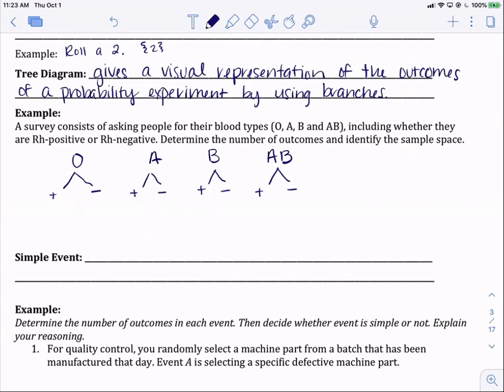So then our sample space is listing out each of those. So each of those branches, we would have O positive, O negative, A positive, A negative, B positive, B negative, AB positive, AB negative. So how many possible outcomes are there? 8.